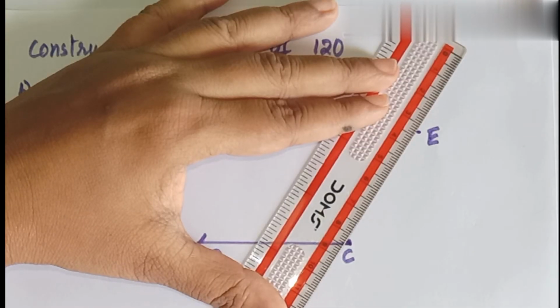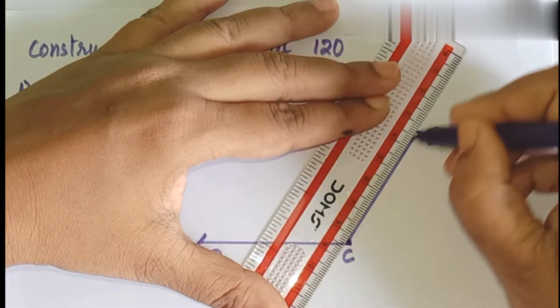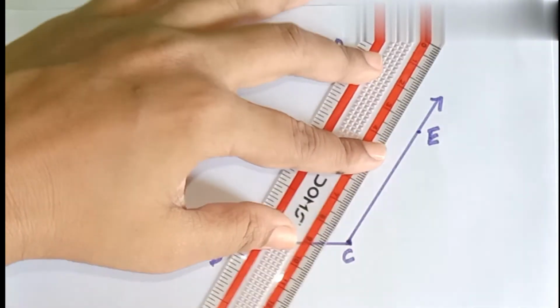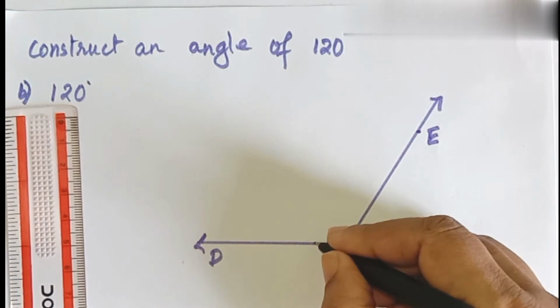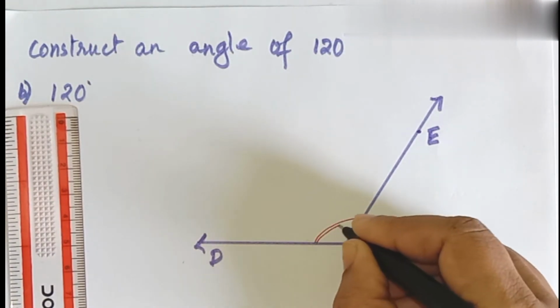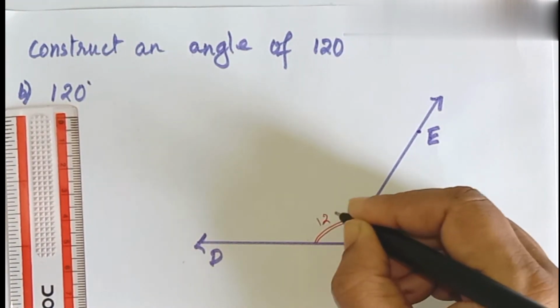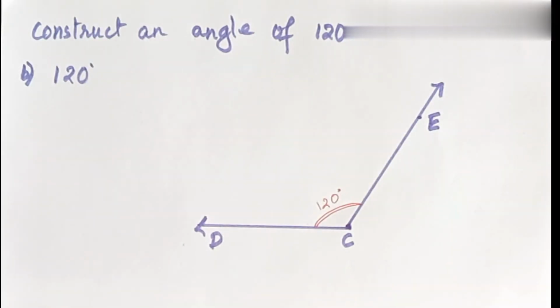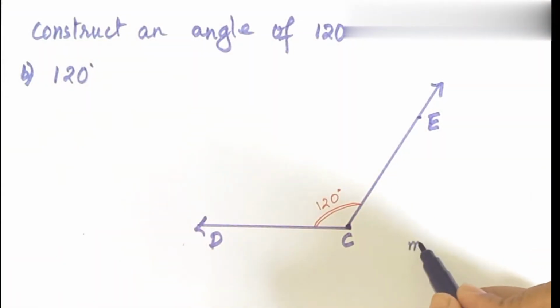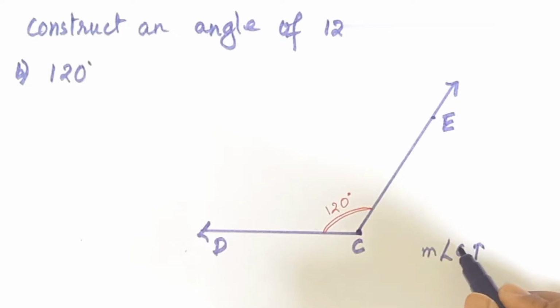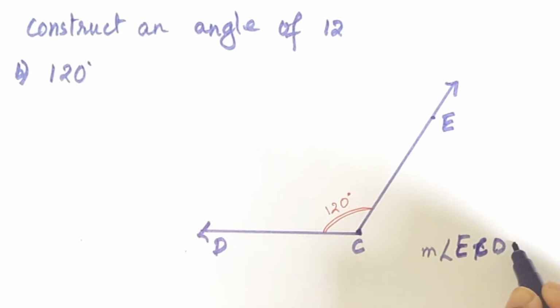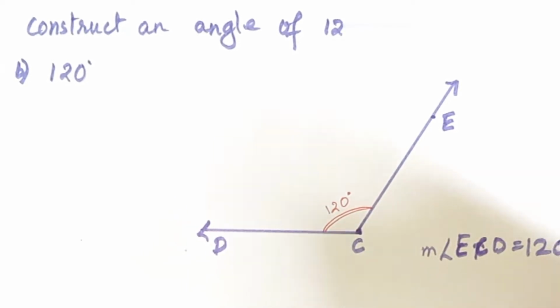Now we draw a ray CE. So this is your required angle of 120 degree. And here, the major angle, you can observe that the angle is more than 90. ECD equals 120 degree.